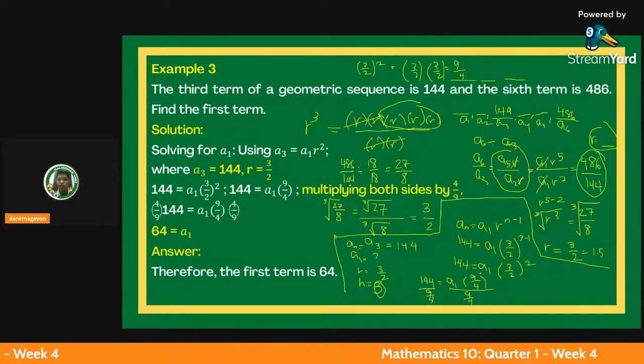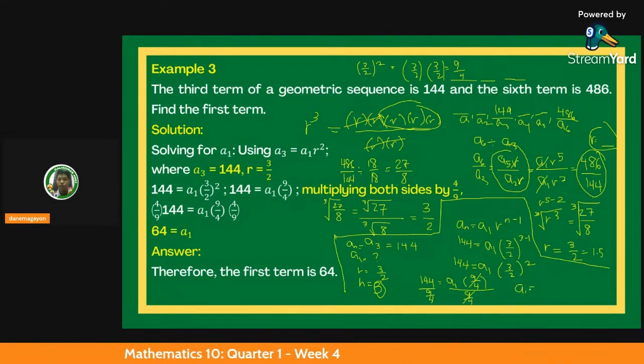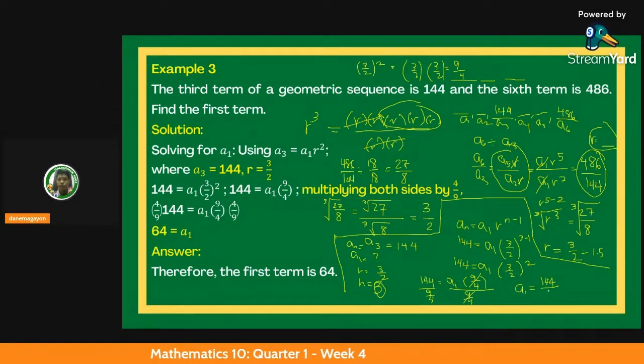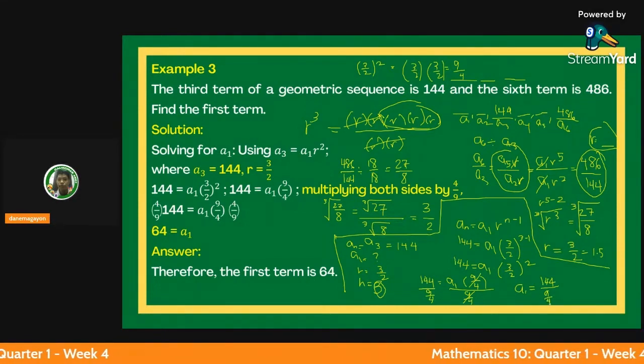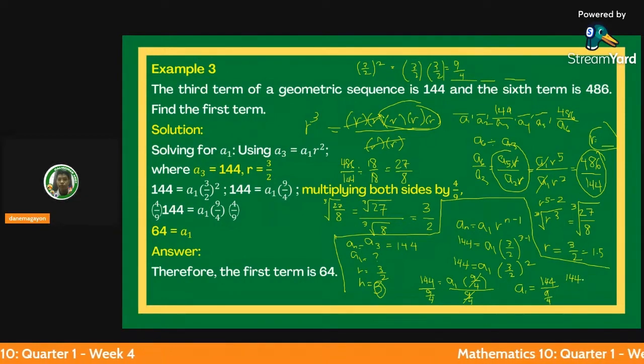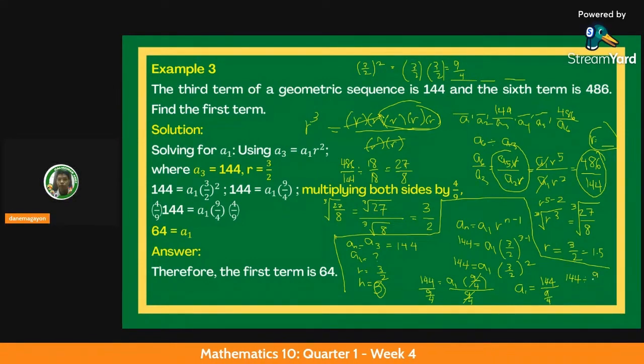So, as a result, matatanggal to. So, we will have A sub 1 na lang. Yun na. We will have A sub 1 and then we have 144 divided by or over 9 over 4. Yan yung magiging corresponding natin solution for this given example. Remember, yung 144, copy lang natin. Then yung fraction part, pwede natin siyang gawing division. And then, we divide 9 over 4.